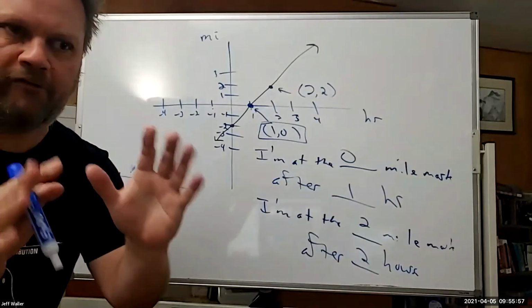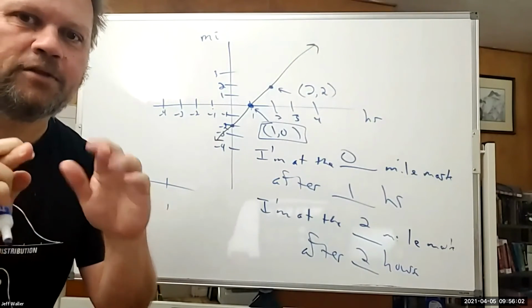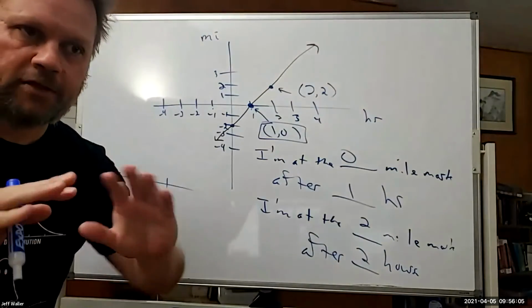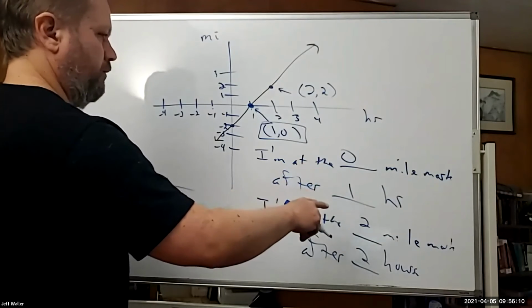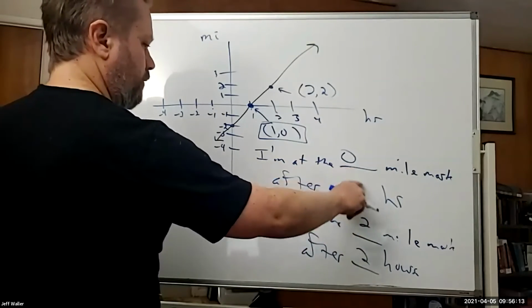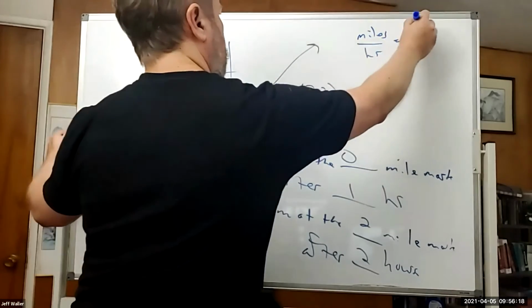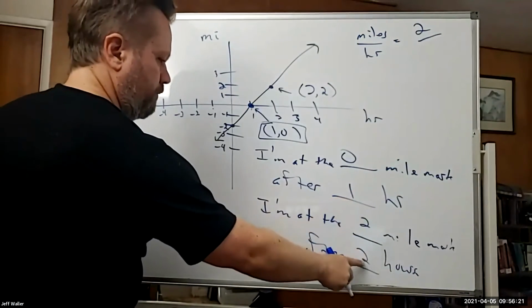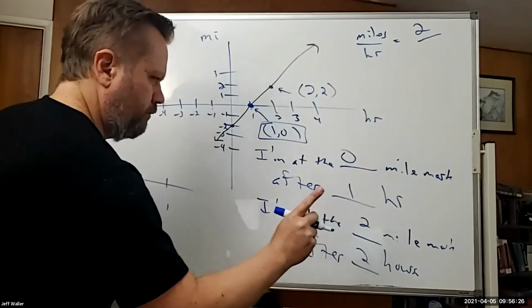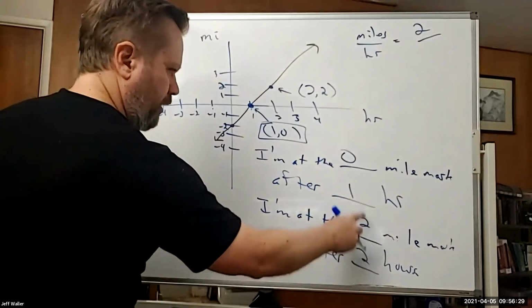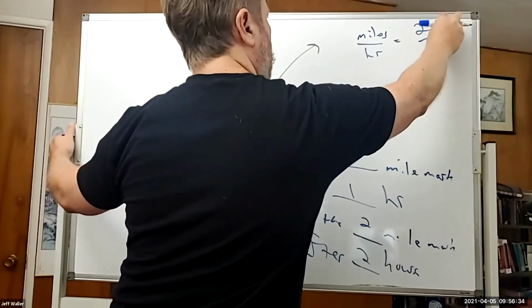Stay with me, everybody. So what is my rate of change of position? What is my speed that I'm traveling at? Well, how many miles did I go? 2. I went 2 miles in how many hours? 1 hour. 1 hour, 2 miles. And so there's my speed, 2 miles per hour.